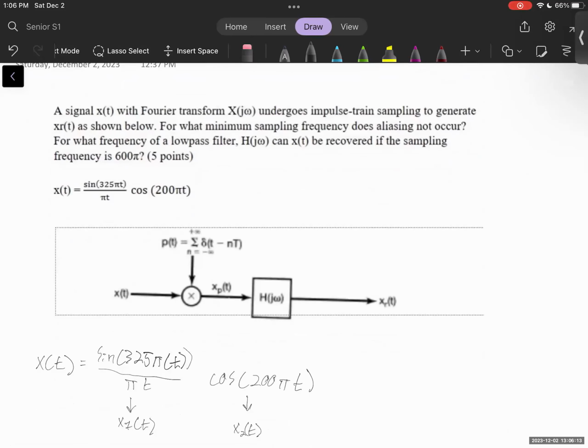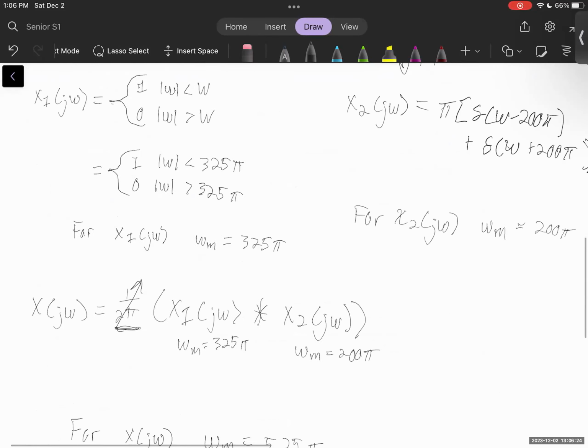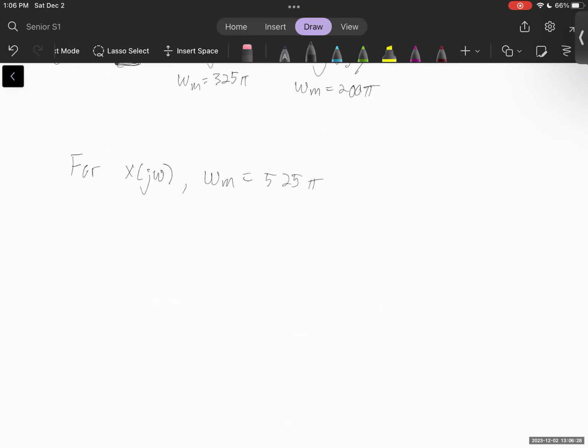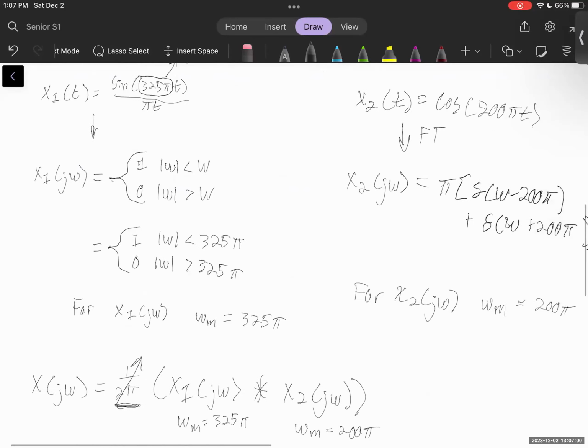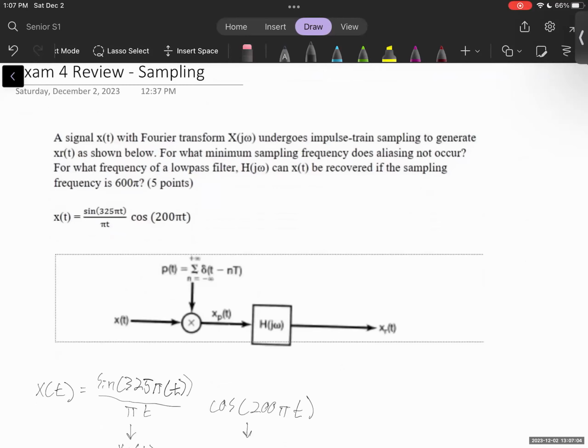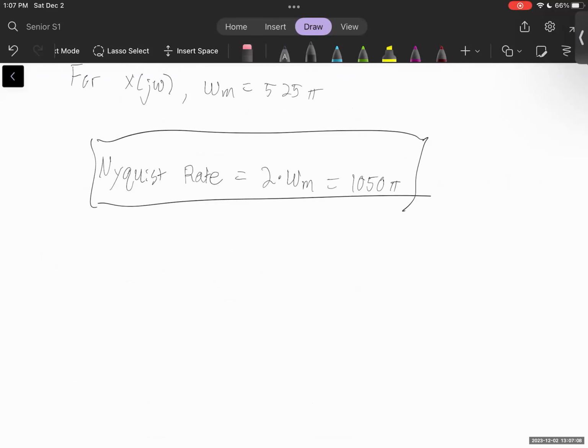All right. Now we have one more step to solve the first part of this problem. If you remember, it's asking for the minimum sampling frequency at which aliasing does not occur, and that's our Nyquist rate. What we found here is our Nyquist frequency, the maximum frequency of our function. Our Nyquist rate is a sampling rate, and it's equivalent to 2 times our maximum frequency. So in this instance, our Nyquist rate is equal to 2 times our Nyquist frequency, which is 1050 pi, right? So this is the answer to the first part of our problem: what is the minimum sampling frequency at which aliasing does not occur? All right, any questions on that?